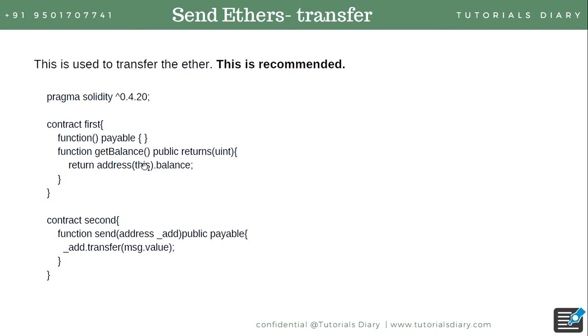The second contract is simply using the transfer function. You can see address.transfer(msg.value). Whatever value you send when you call this function, that value will get transferred to the first contract, and it will get stored in that smart contract. So this is the very first option which we have.